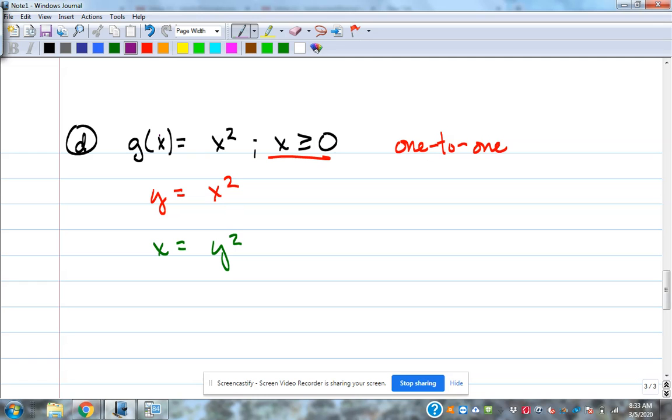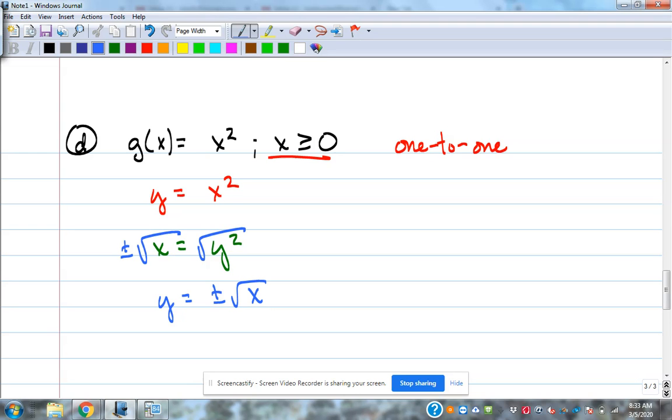This one seems pretty easy, right? What do I do? Okay. And if I put a square root into the problem, what do I have to put in front of it? Plus or minus. So we get y is equal to plus or minus the square root of x.